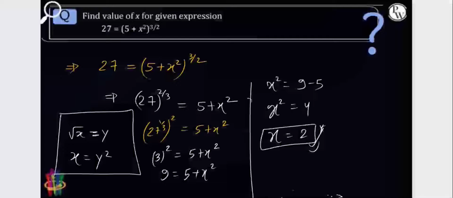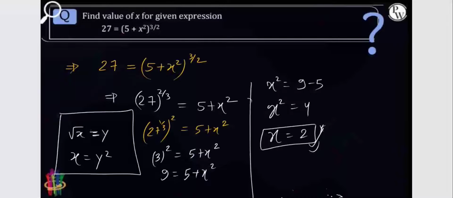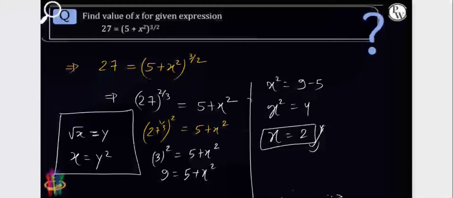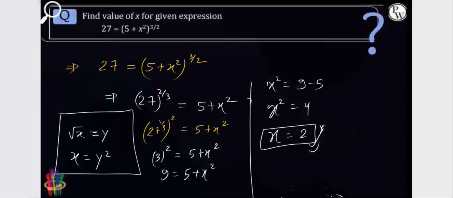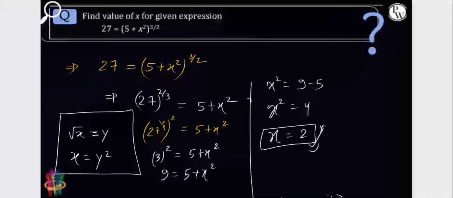See, 27 to the power 3 by 2 will get converted into 2 by 3, and here you will get 5 plus x square, because the power, the denominator, will move to the numerator, and the numerator will move to the denominator, and you will get somewhat like this. We know that 3 to the power 3 is equal to 27. The 3 and 3 will get cancelled, and then you will get 9 here.